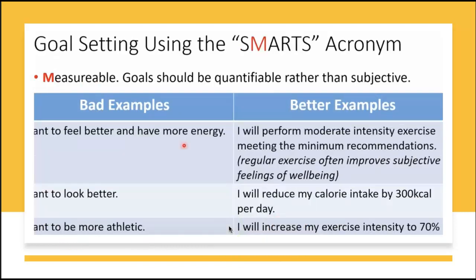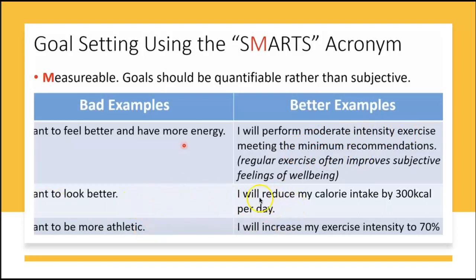Being really specific here. I want to measure things. So I want to measurable. I want to feel better and have more energy. Well, it's hard to quantify that. I want to perform moderate exercise for the minimum recommendations. So regular exercise often improves that subjective well-being. So in order to feel better, I want to perform moderate intensity exercises at the minimum recommended rate.